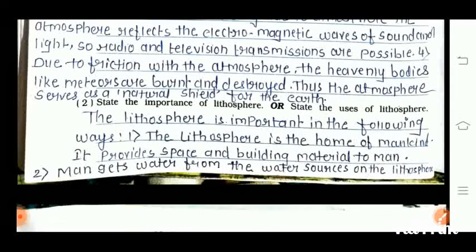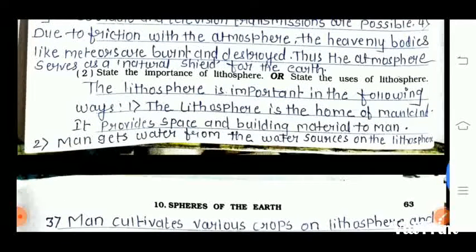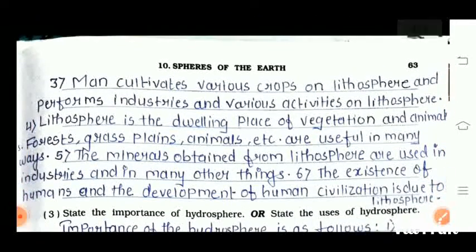Question number 2 is state the importance of lithosphere. State the uses of lithosphere. The lithosphere is important in the following ways. First point is the lithosphere is the home of mankind. It provides space and building material to man. Second point is man gets water from the water sources in the lithosphere. Third point is man cultivates various crops on the lithosphere and performs industries and various activities on the lithosphere.